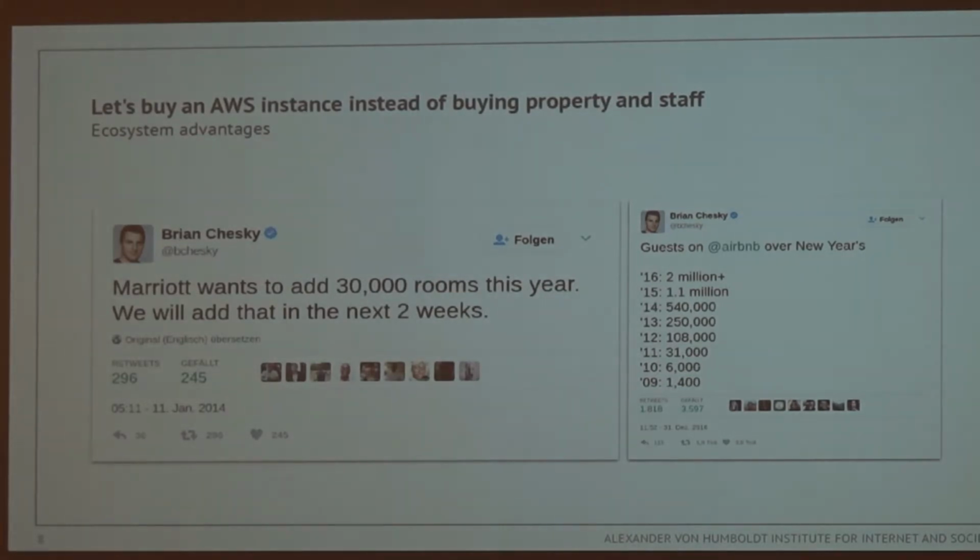And these kind of businesses, leveraging low asset and modular scalable infrastructure, they can scale really fast. And this is expressed here by a tweet from Brian Chesky, one of the co-founders of Airbnb. And he said that Marriott, which is a hotel chain, wants to add 30,000 rooms this year. We will add this in the next 2 weeks, because they can just onboard the flats and the offering on their platform really quickly and really easily.